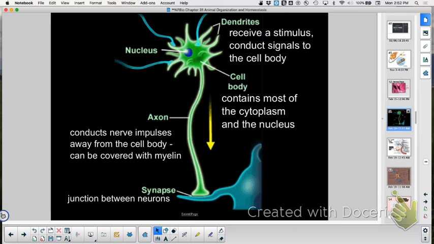A junction between a neuron and a muscle, hence neuromuscular. Okay. All right. So we're going to spend some time talking about the neurons in the nervous system, but this is your introduction to it.